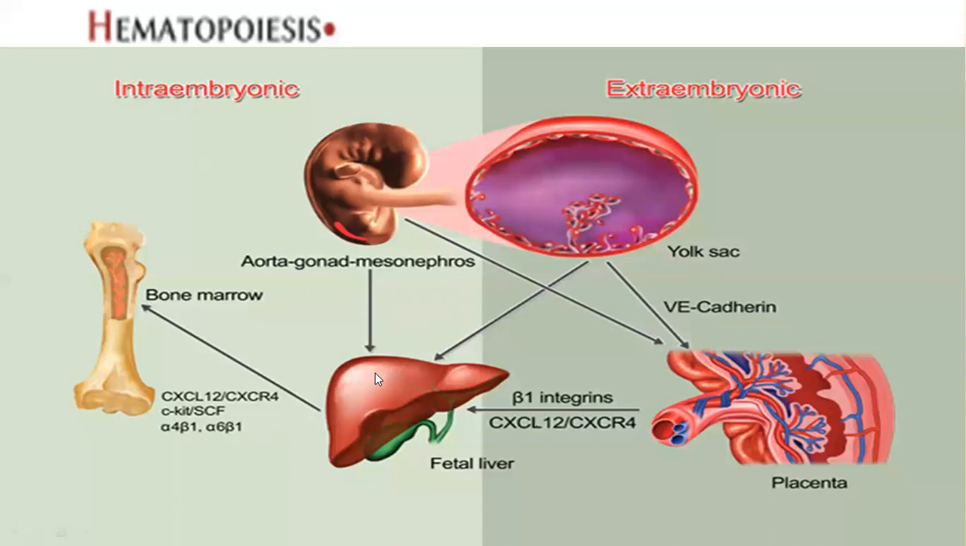And then outside the embryo, you have structures like the yolk sac and the placenta. So the yolk sac initially is not within the embryo. So it's outside the embryo. So it's part of the extra-embryonic structures that are involved in production of blood cells. Then on top of that, you also have the placenta. The placenta can also, to some extent, produce blood cells for the fetus as it's developing.